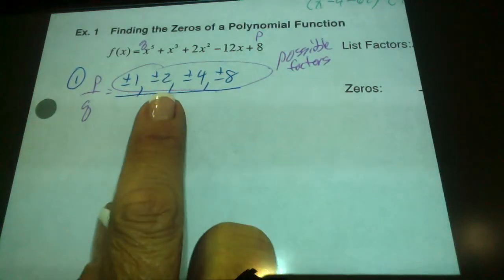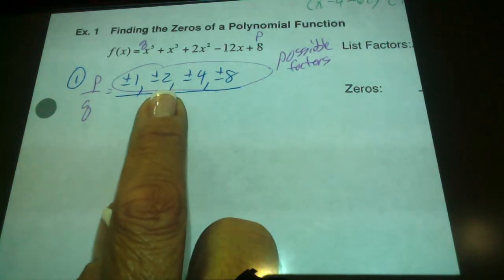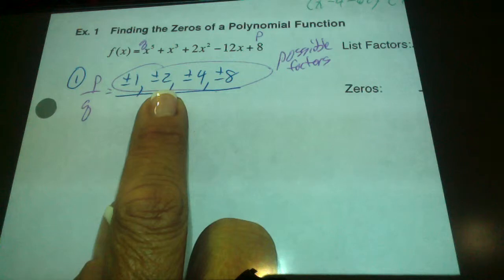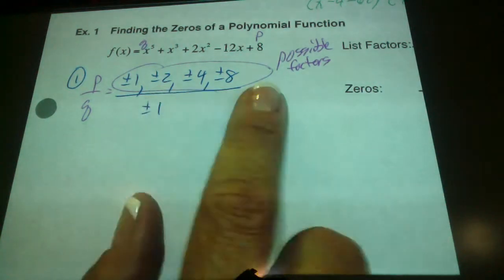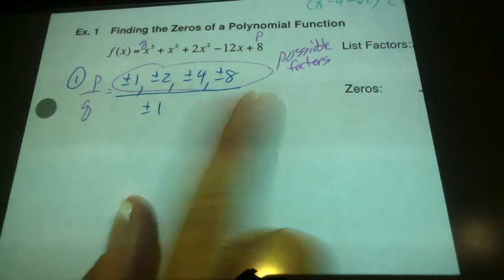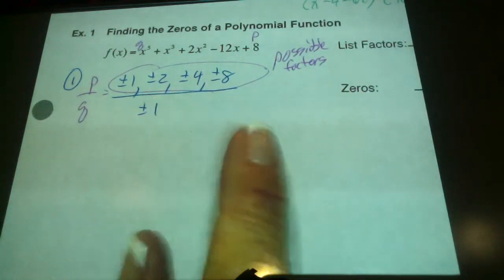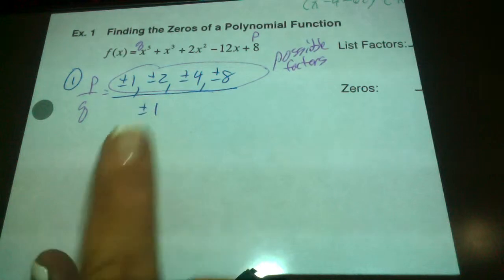So let's just say that I put 2 on my shelf and I went through the synthetic division. I did not get a remainder of 0, but all of my bottom numbers are positives or zeros. I would know that 2 is my upper bound and that I should not choose 4 or 8 because they're bigger numbers than 2. All right, let's say that I put -2 in on my shelf.